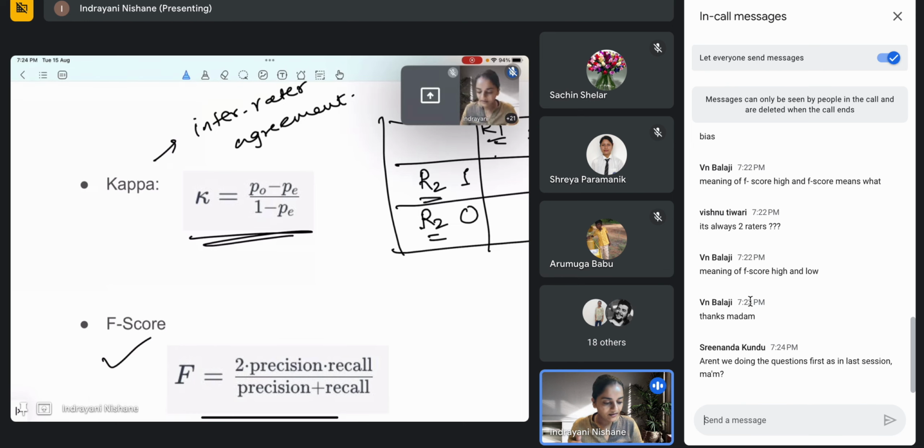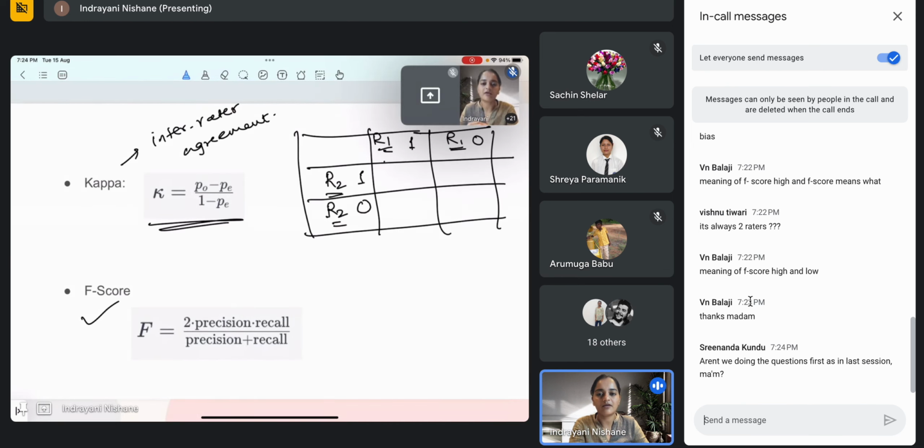So that's why in this formula or this confusion matrix, we have the observations by two raters. So if there are more than two raters, we will prepare a confusion matrix for each set of two raters. Like if there are three raters, R1, R2, R3, then we will prepare a confusion matrix for R1, R2, for R2, R3, and for R1, R3. So don't think that there are always only two raters, but for the sake of calculation and comparison, we are comparing two raters at a time.